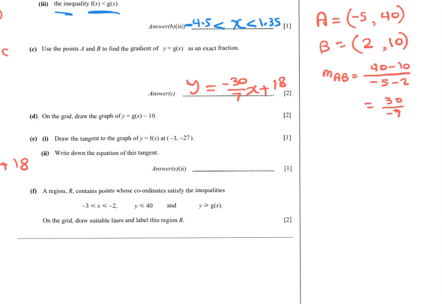Next one, on the grid, draw the graph y equals g(x) minus 10. g(x) minus 10 means what? You have g(x) now. So g(x) minus 10 means y equals negative 30 over 7 x, 18 minus 10, this is 8, so plus 8. This line and that one are parallel lines, but the difference is in the y-intercept. So I draw a parallel line to the first one, but the y-intercept is 8.